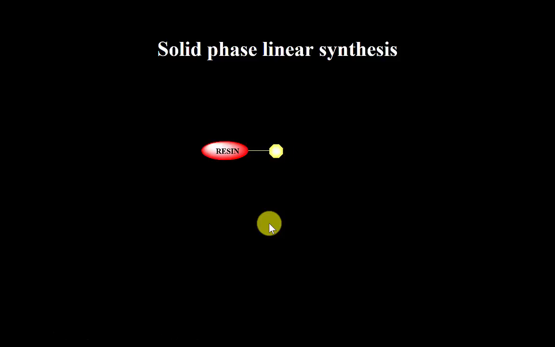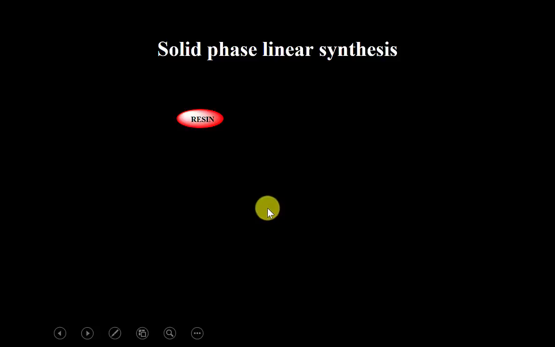Here, if you remove this protecting group, now this is ready to react with another amino acid. This amino acid has an open end here, and this one has an open end here. Then they can react only on one side. And then you can remove these protecting groups. Then if you cleave off here, you get only a single molecule as the expected peptide.